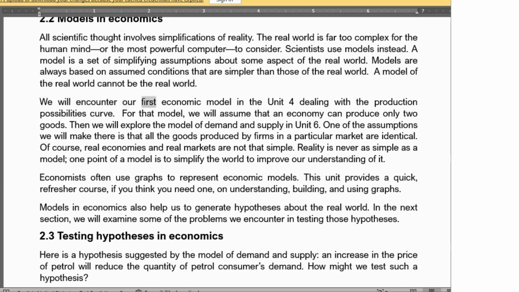We will encounter our first economic model in Unit 4 dealing with the production possibilities curve. For that model, we will assume that an economy can produce only two goods. Then we will explore the model of demand and supply in Unit 6. One of the assumptions we will make there is that all the goods produced by firms in a particular market are identical. Of course, real economies and real markets are not that simple. Reality is never as simple as a model. One point of a model is to simplify the world to improve our understanding of it.